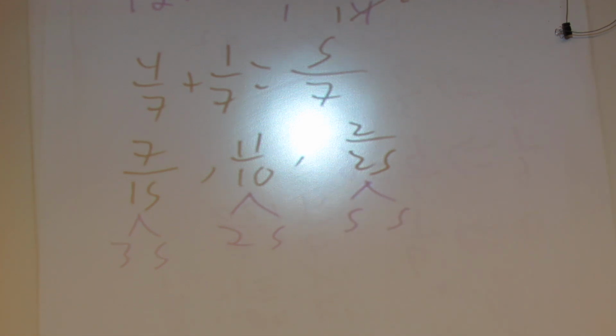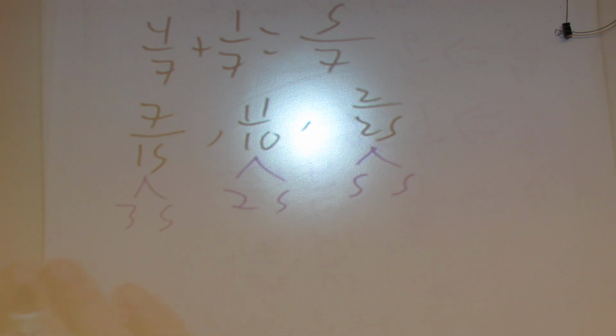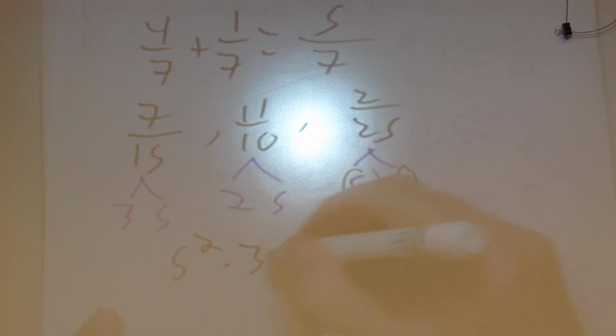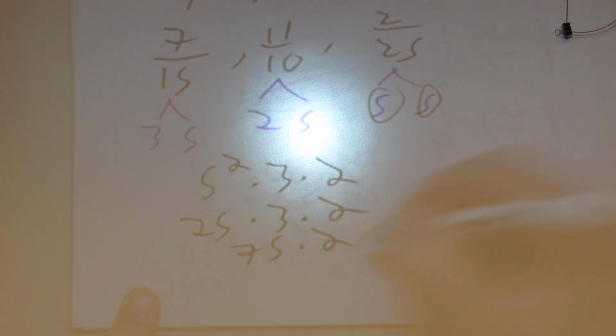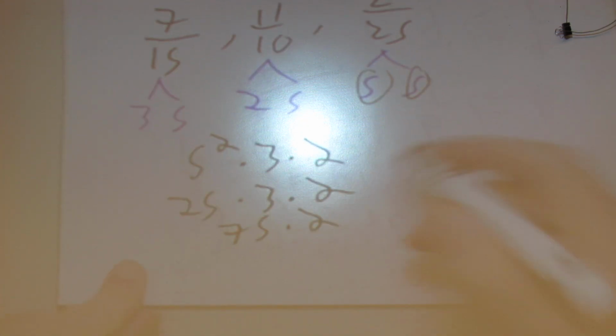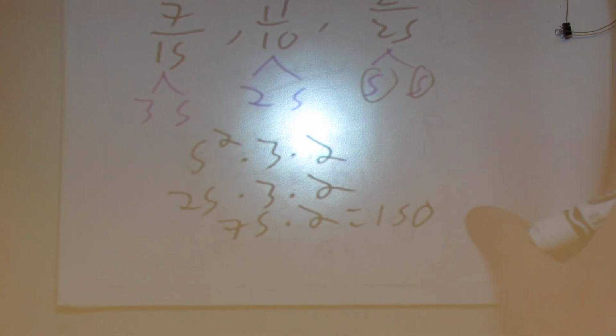So to find the least common multiple, what we're going to do is do all of the numbers with the greatest exponent. So we're going to pick 5 squared times 3 times 2. When we do this, it's 25 times 3 times 2. 25 times 3 is 75 times 2. 75 times 2 is 150. So for this one, the least common denominator is 150.